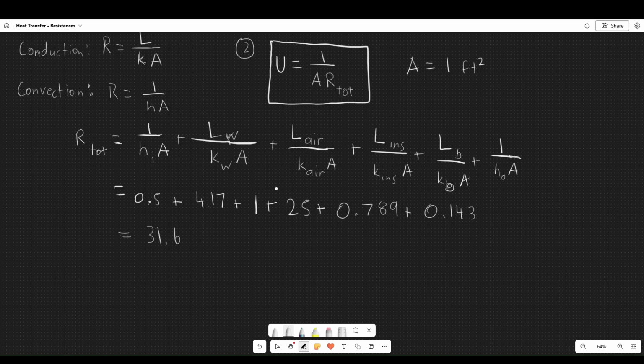Let's look at what the units would be. So H has units of watts per meter squared Kelvin. And so this is, or actually, I don't know why I wrote feet squared here. We should erase this.